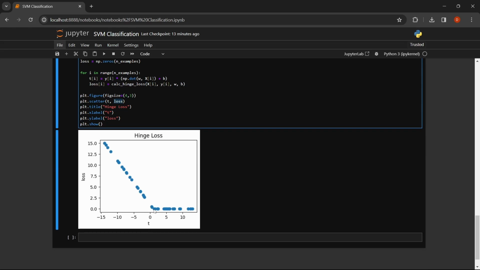And it might be kind of hard to see, but this t equals 1 is our critical point where we go from having a loss to having a 0 loss. So it looks like our loss function is working, and now we can incorporate this into our cost function. So let's go ahead and do that.